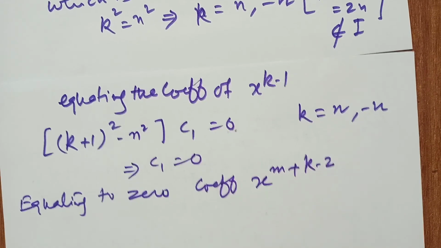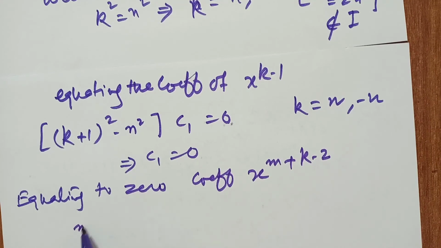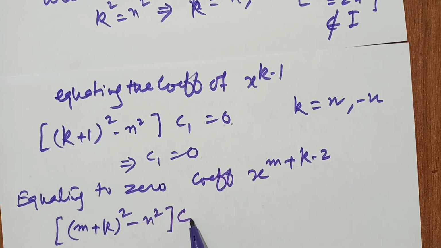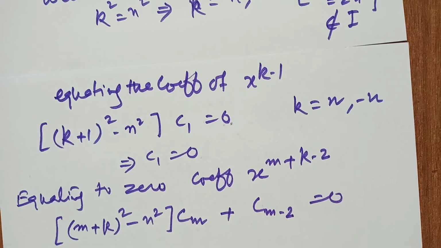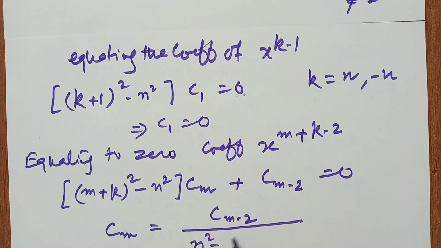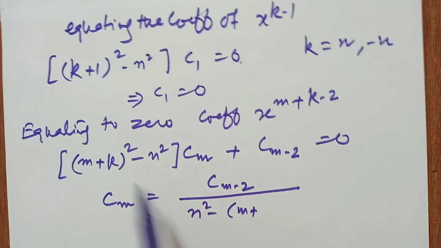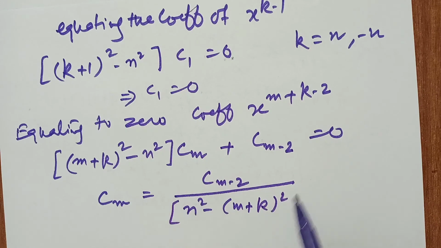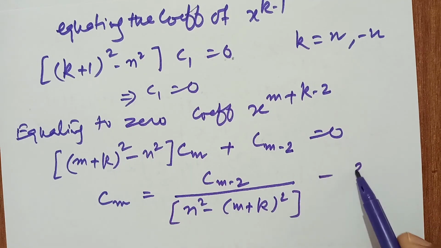So we get ((m plus k) square minus n square) cm plus c(m minus 2), okay, equal to 0. So this is the general value of the constant, meaning cm is equal to minus c(m minus 2), or we can write also n square minus (m plus k) square. Okay, so this is the general value. Suppose this is equation 3.